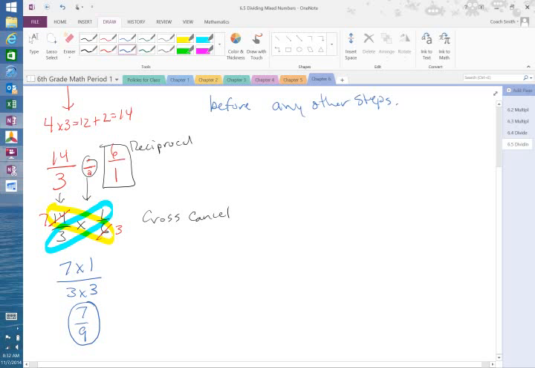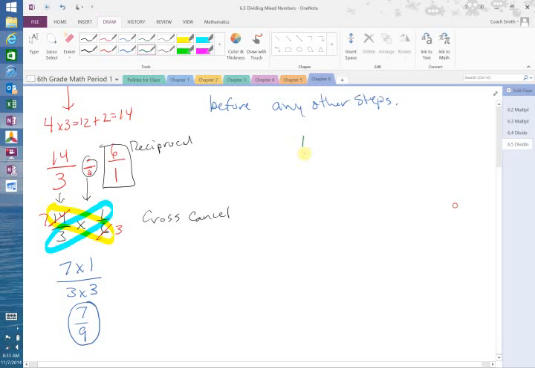There are no common factors between 7 and 9, so we can't reduce it any further. Any questions on that one before I move on to the next one? Any questions? All right, let's move on to the next one then.